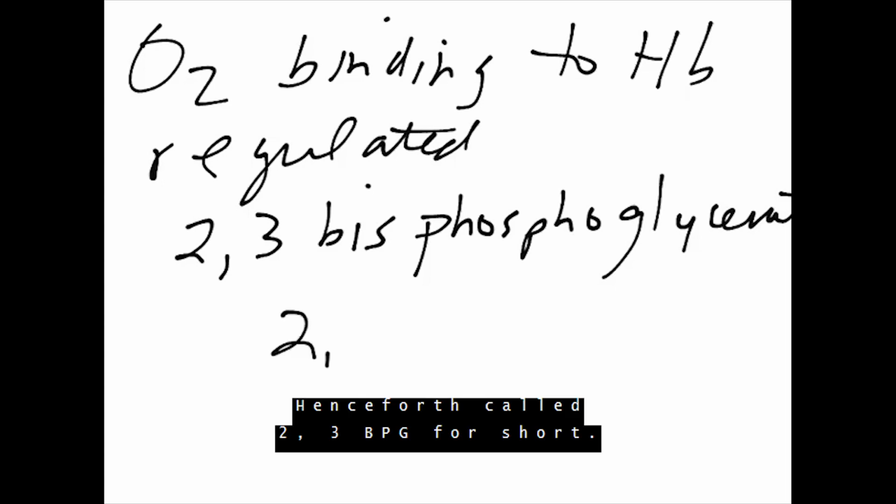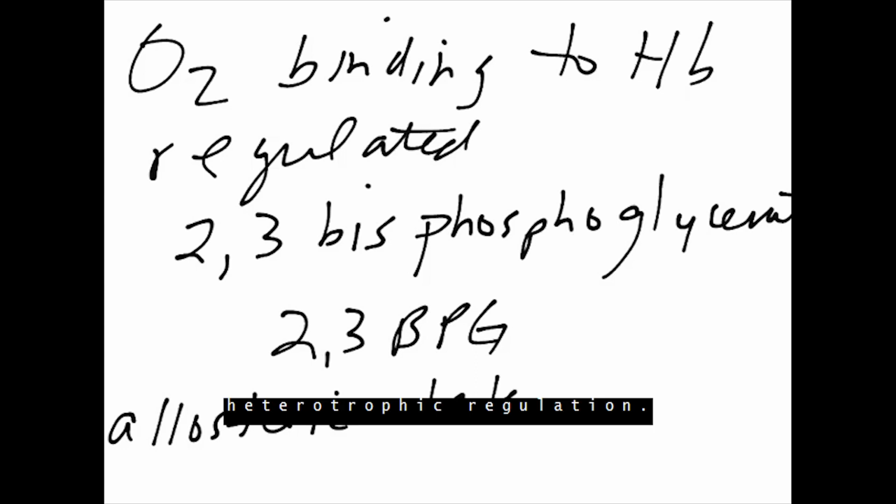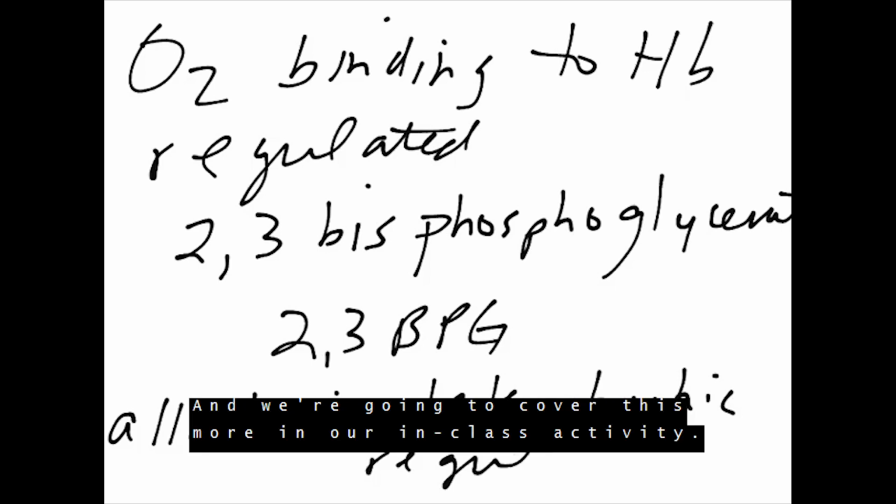henceforth called 2,3-BPG for short. So this type of regulation is called allosteric heterotropic regulation. And we're going to cover this more in our in-class activity.